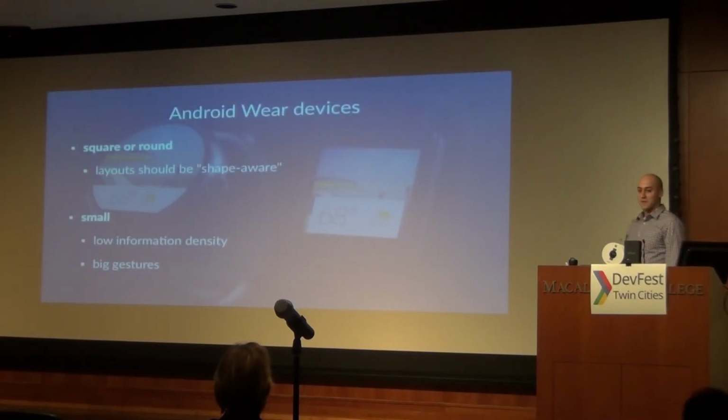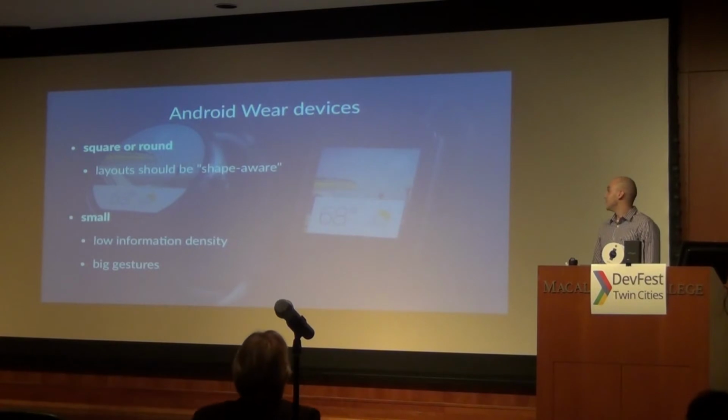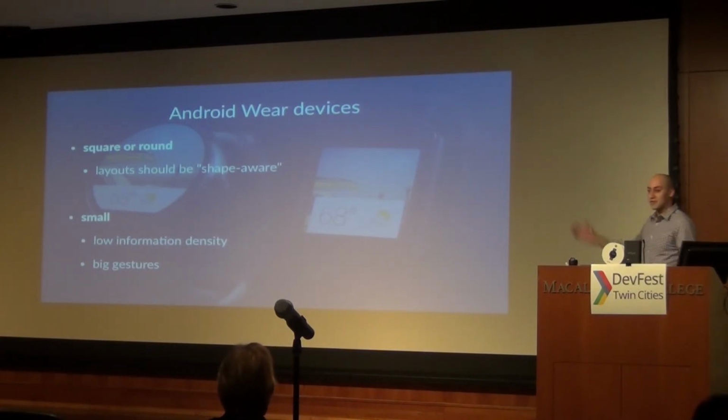Because there's a couple things that are really obvious, but you need to take into account when you're building an Android Wear app. The first is that they can be square or round. That's kind of a big deal when it comes to making layouts. And they're also small. So because they can be square or round, you have to make sure that your layouts are shape aware, because something that looks good on a square watch might not look good on a round one. And because the watches are small, you shouldn't try to cram in too much into one screen. I think both Mike and Chris kind of covered this. So you want low information density on each of your screens, and you want to use big gestures to kind of get around and do stuff.